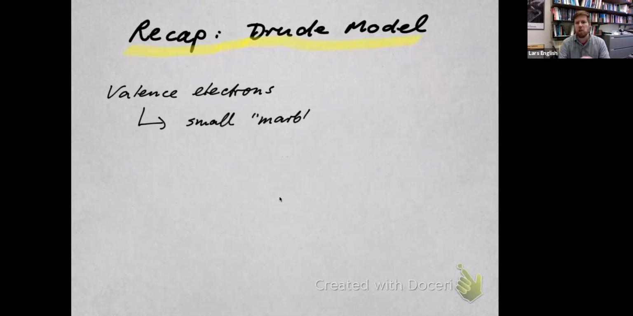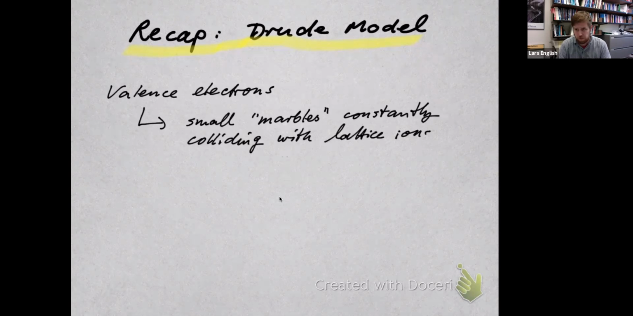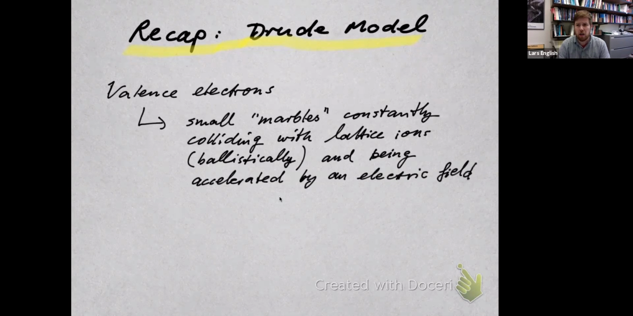We have basically in the Drude model these valence electrons that become the free electrons, and they can be pictured as little marbles that are constantly colliding with the lattice ions. They're colliding ballistically, bouncing off, and every time there is a collision, these electrons sample the temperature of the lattice. They get a kick that is consistent with the temperature of the lattice at that point. And in addition to that, there's also an electric field that accelerates these electrons.